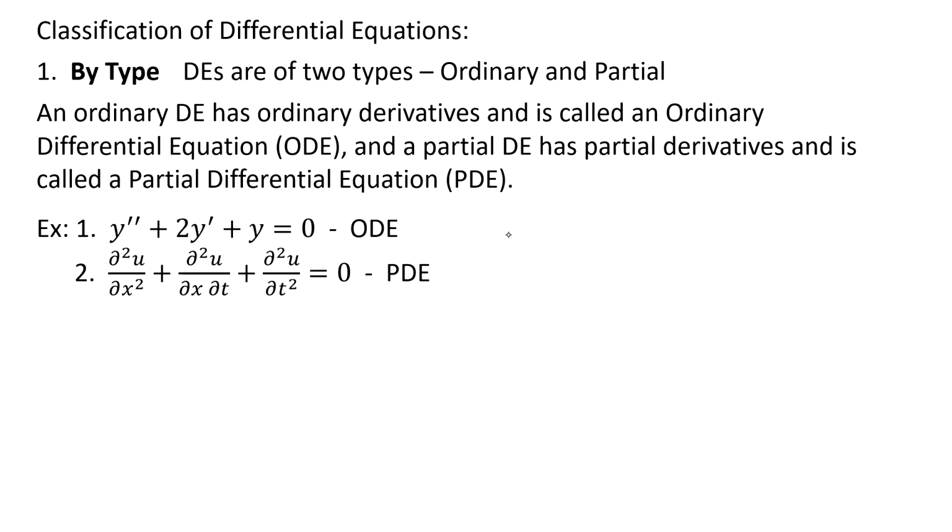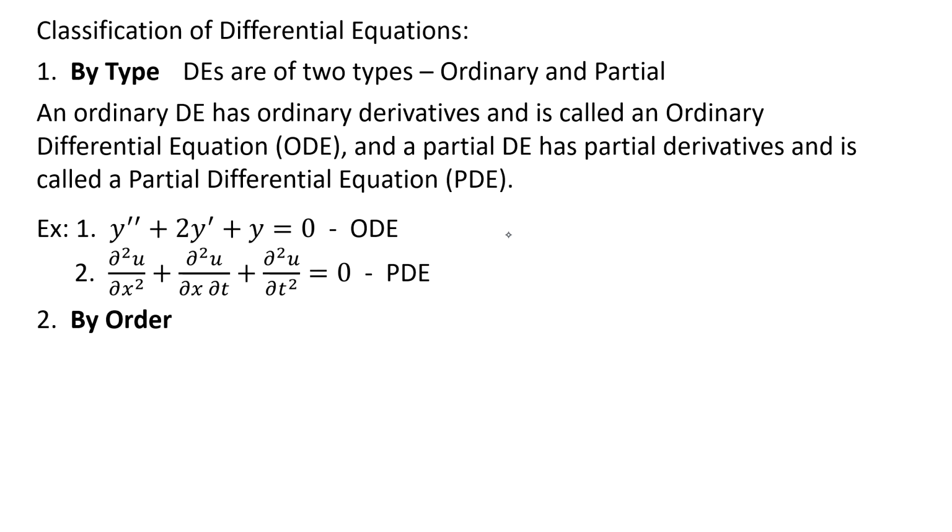Okay, next examples. y double prime plus 2y prime plus y equals 0. That's an ordinary differential equation because it has ordinary derivatives, d squared y by dx squared, dy dx, and y. And the other one is the second partial of u with respect to x plus blah blah. That is a partial differential equation.